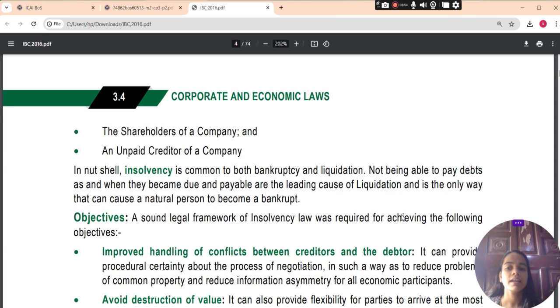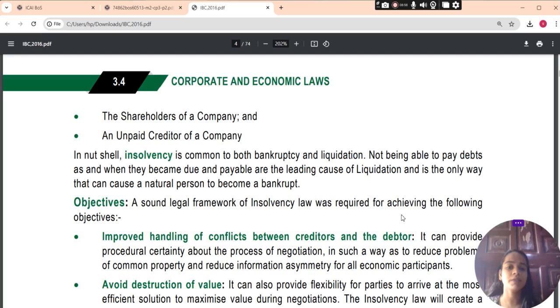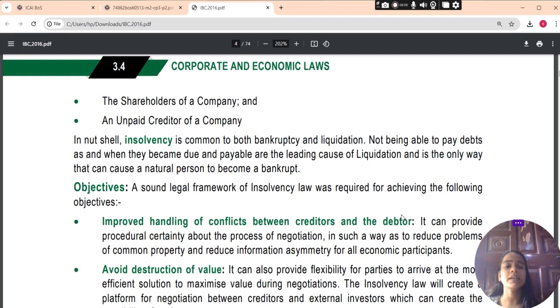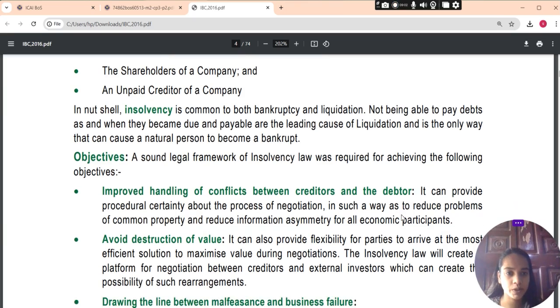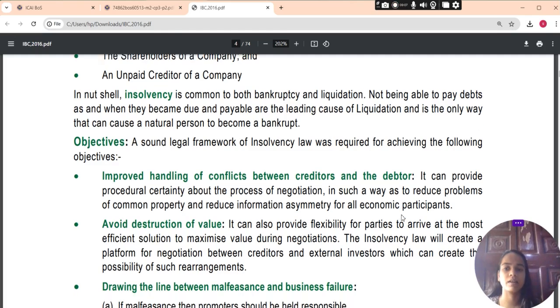In a nutshell, insolvency is common to both bankruptcy and liquidation. Not being able to pay debts as and when they become due and payable is the leading cause of liquidation and is the only way that can cause a natural person to become a bankrupt.